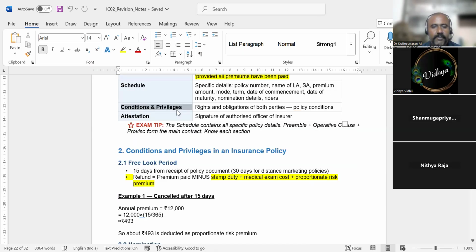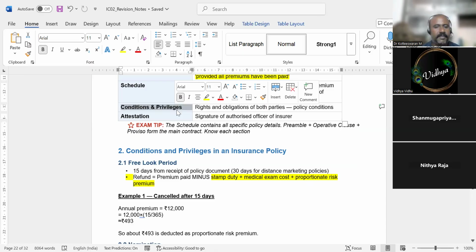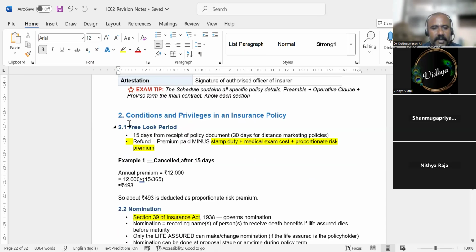Free look period. They talk about when we can cancel. So one of the parts of how to cancel is the free look period. We already saw 15 days for direct policies, 30 days for distance marketing policy. The amount refunded is whatever premium you paid, say 10,000 rupees, that premium will be refunded minus stamp duty, medical cost, and proportionate risk premium. They will reduce what has happened in those 15 days. If you cancel in 30 days, they will reduce what has happened in those 30 days.